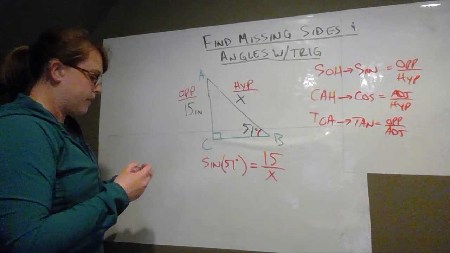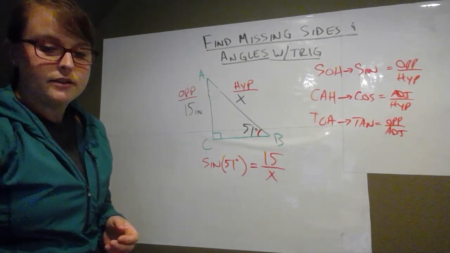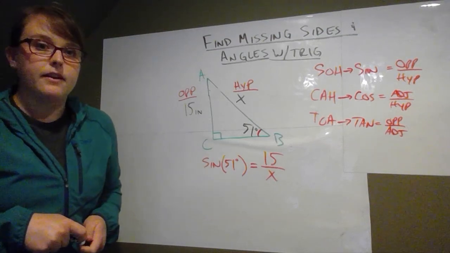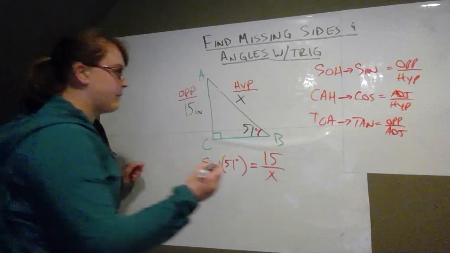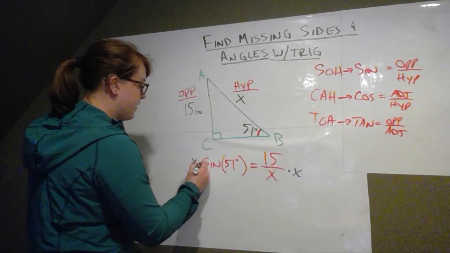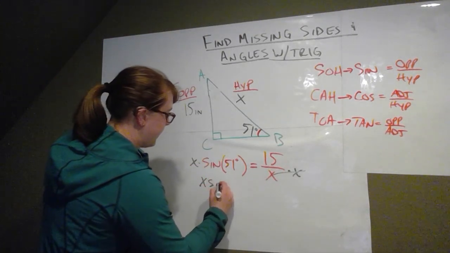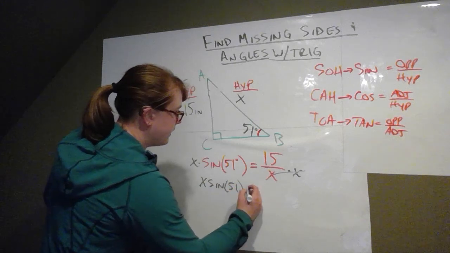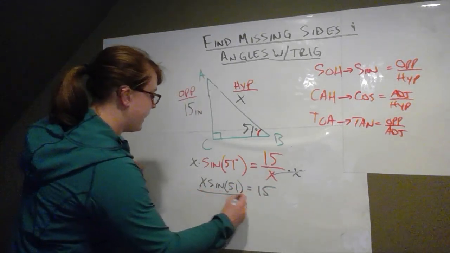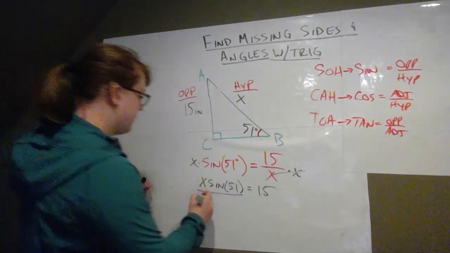For this one, since the x is on the bottom, there's a couple different ways you can think of it. The first way is I'm going to multiply by x on both sides to get rid of the fraction. So now we have x sine of 51 equals 15. And then I can divide on both sides by sine of 51.